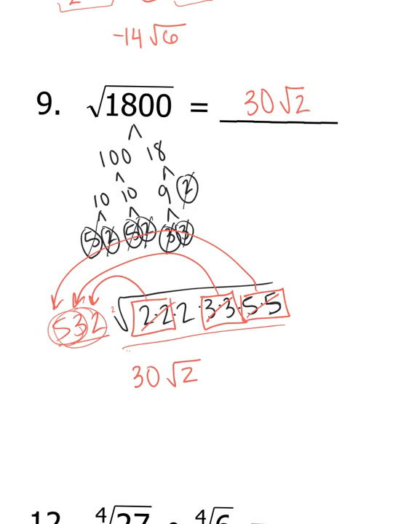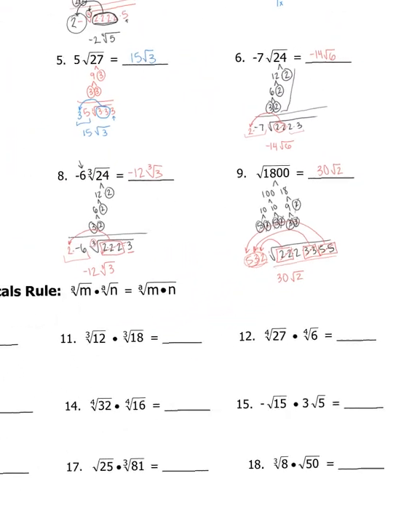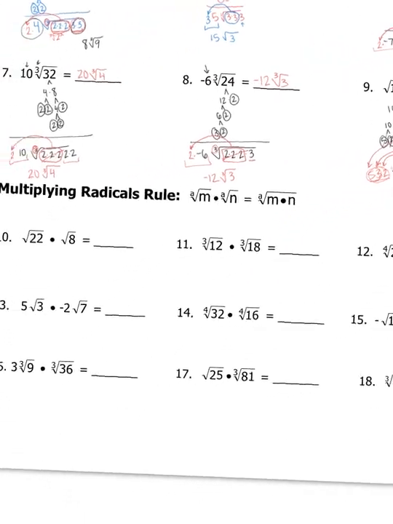If you're not sure and you want to check, type this into your calculator, get the decimal version, and see if it is the same as the decimal version of this number. Although I don't want decimal answers for this, you could still use decimals to check to see if you have the reduced correct radical. All right, let's move on to multiplication.